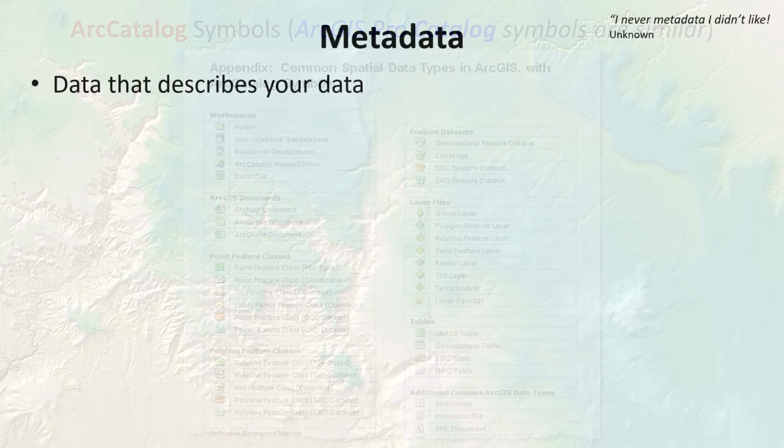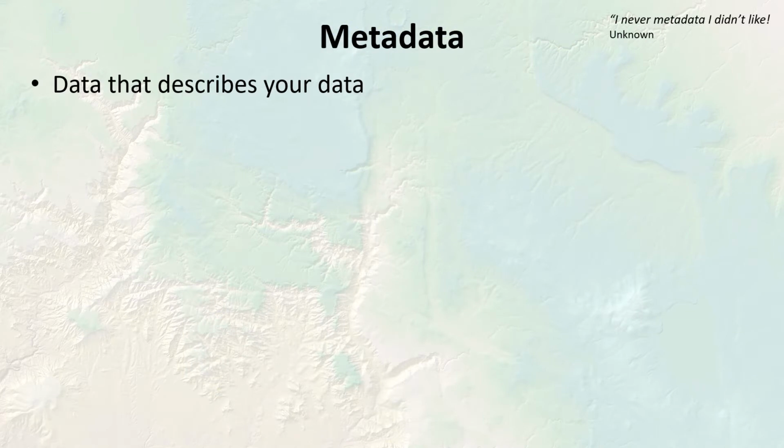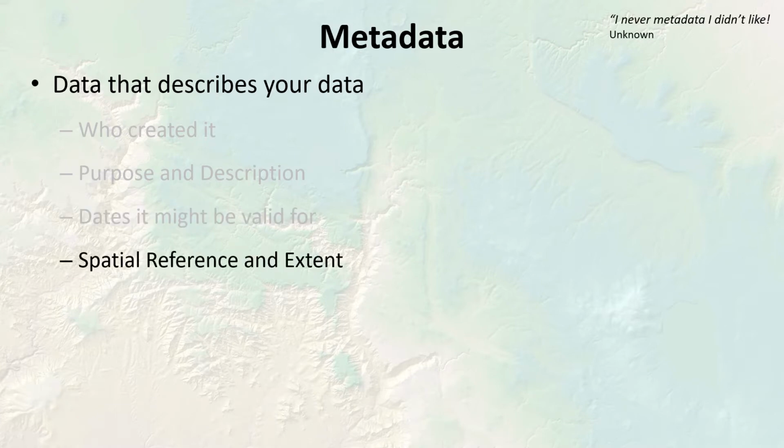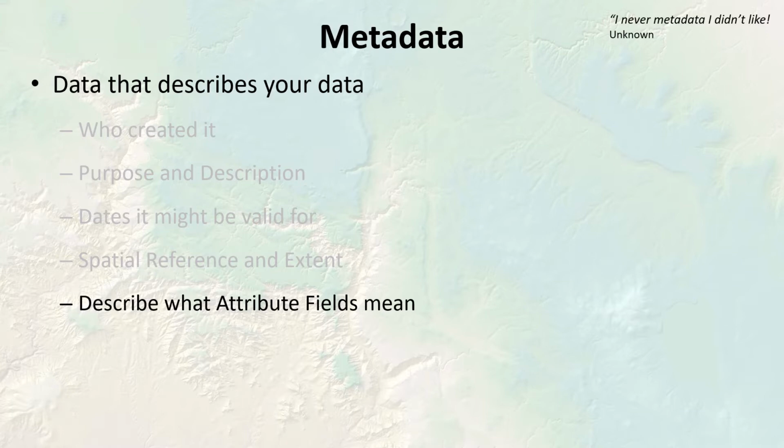Right now, one last topic that's really important, metadata. Metadata are data that describe your data. They include things like who created it, the purpose and description it was created for, the dates it might be valid for, and spatial coordinate systems. The best metadata will tell you what attribute fields mean. This is a big one, by the way.